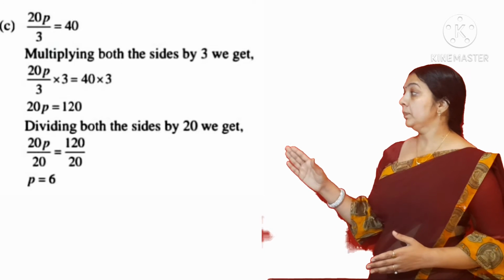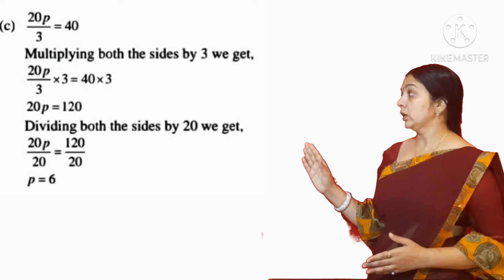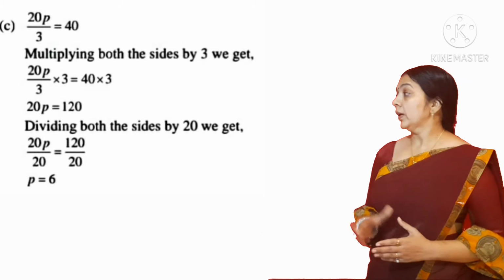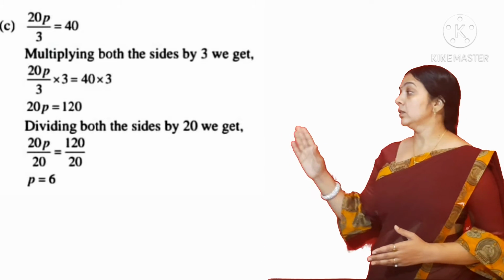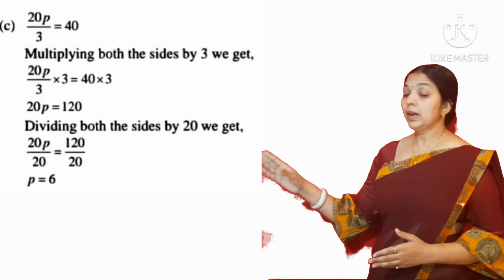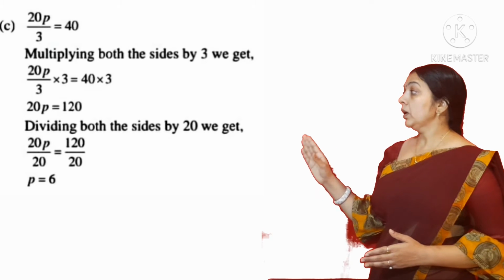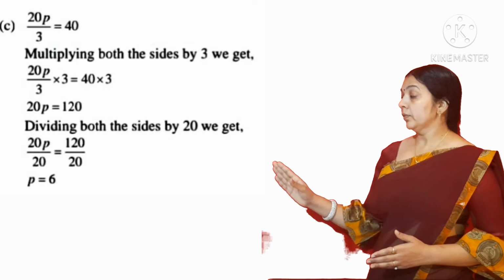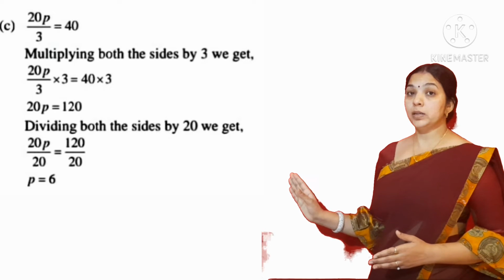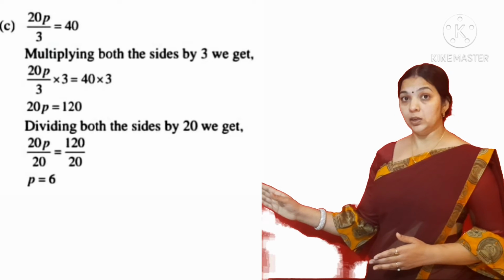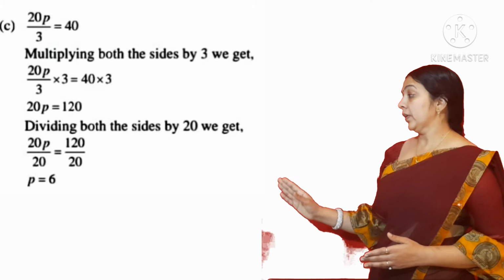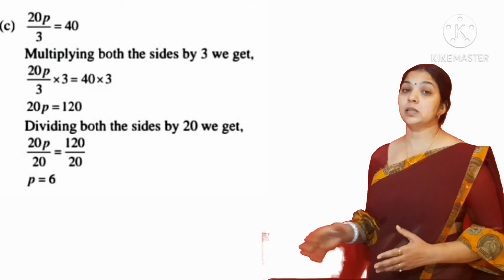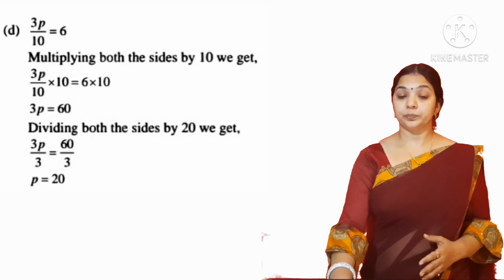Next is 20p upon 3 is equal to 40. To solve this, first we will multiply by 3 on both hand sides. So when we multiply by 3 on both hand sides, the 3 will be cancelled out on the left hand side, and 40 into 3 will be 120. Now 20p is equal to 120. Now we will divide by 20 on both hand sides. So 20 will be cancelled out by 20 on the left hand side, and 120 divided by 20 is equal to 6. So p is equal to 6 is the solution for this equation.